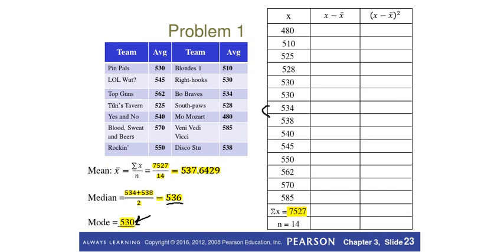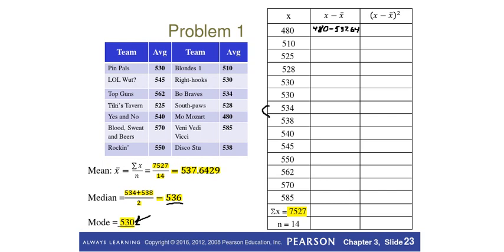What you're going to start doing in the next line is finding the difference between each data point and the mean. So right here, for example, in our first entry, it says x minus x bar. We're going to take the x value of 480 and subtract the mean. Go ahead and use the hundredth, if you will, 537.64. You're going to subtract those two, and you're going to get the number that goes right there.